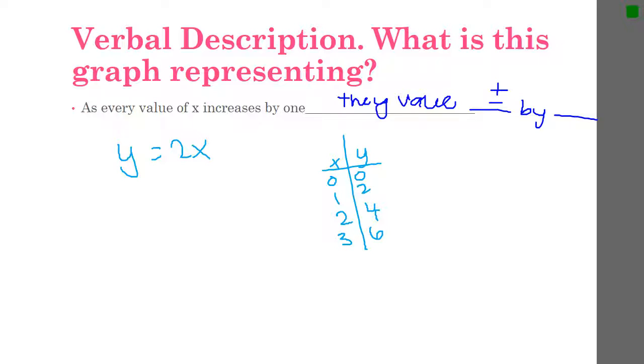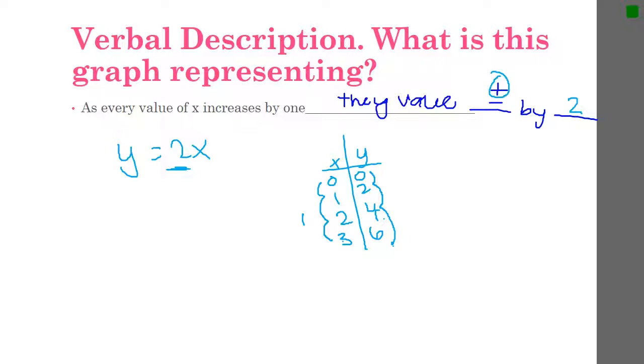And I know that because I can just plug in 1 into my equation. 1 times 2 is 2. I can plug 2 into my equation. 2 times 2 is 4. I can plug 3 into my equation. 3 times 2 is 6. So as every x value is increasing by 1, every y value is increasing by 2. And that's what the slope means in this situation. The slope of 2 means that every time my x value increases by 1, my y value is going to be double that.